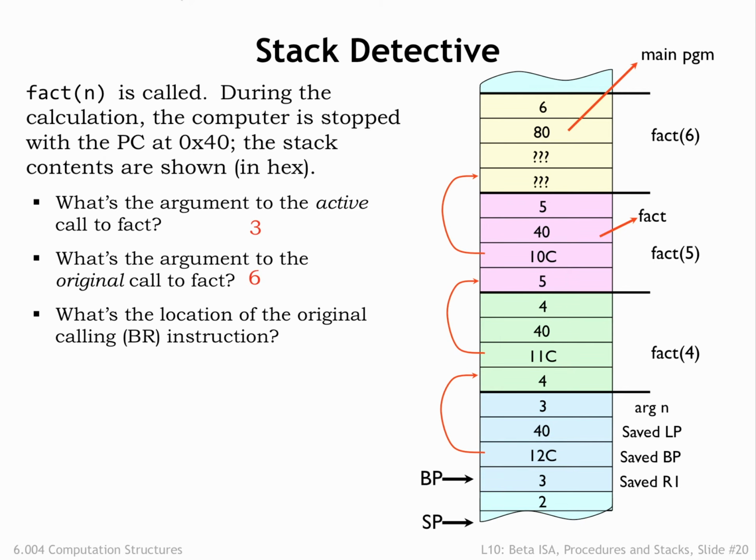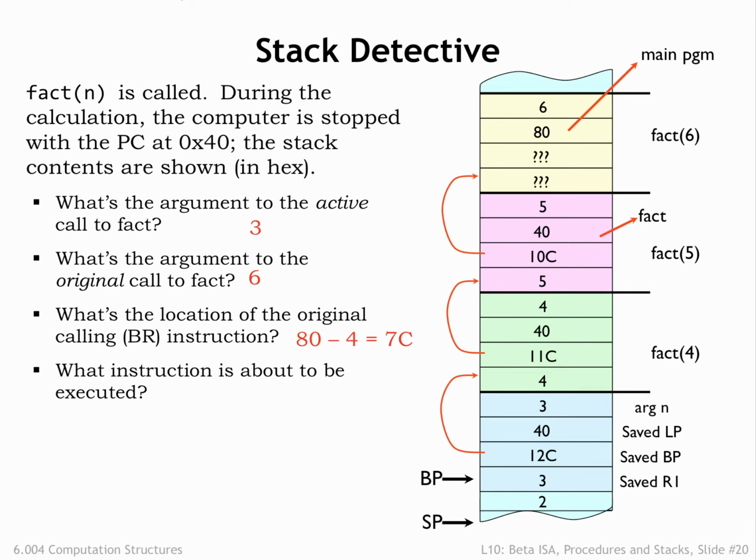What's the location of the branch that made the original call? Well, the saved LP in the stack frame of the original call to fact is hex 80. That's the address of the instruction following the original call, so the branch that made the original call is one instruction earlier at location hex 7C. To answer these questions, you have to be good at hex arithmetic.